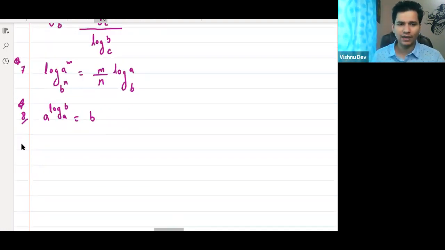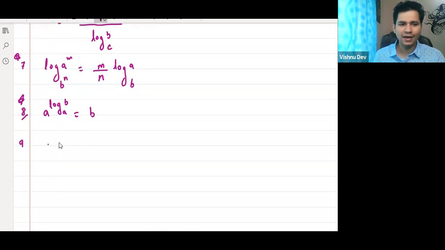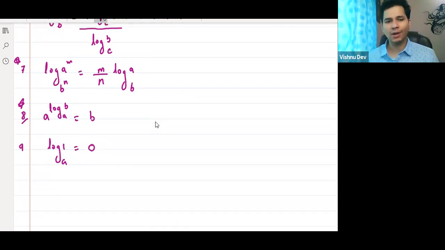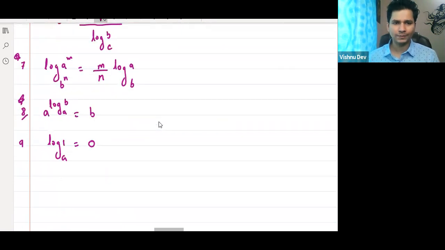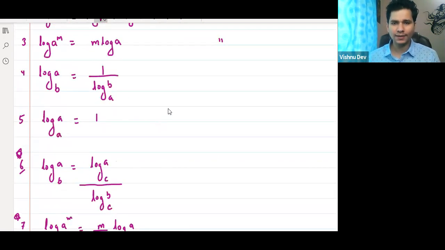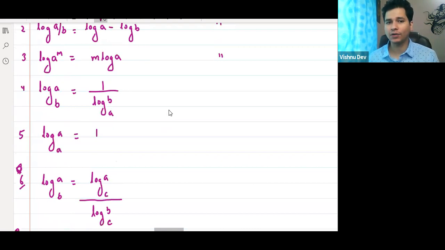And ninth is also a very simple one. Log 1, base can be anything, is equal to what? Zero. Log 1 is 0. Very good, correct. So these are the properties that we have studied. Anyone have any doubt till these points?